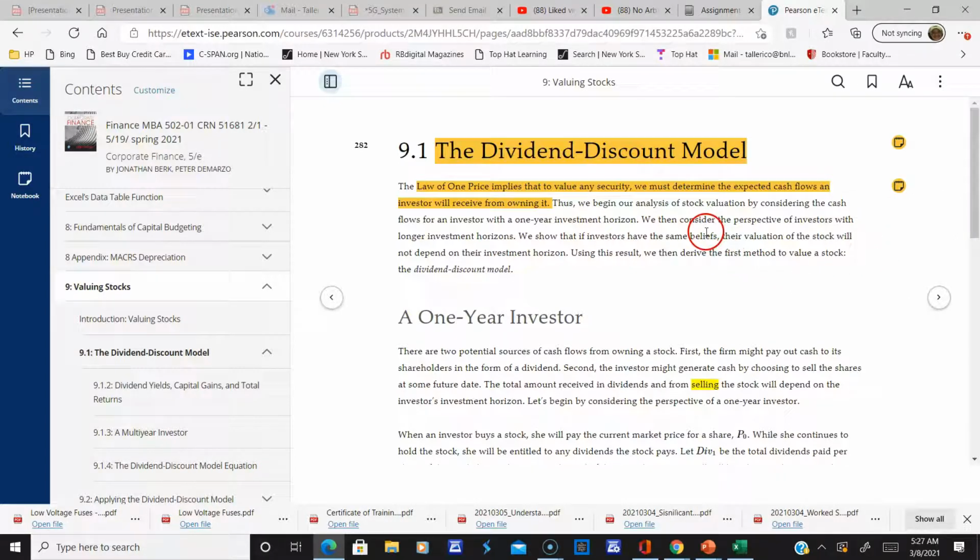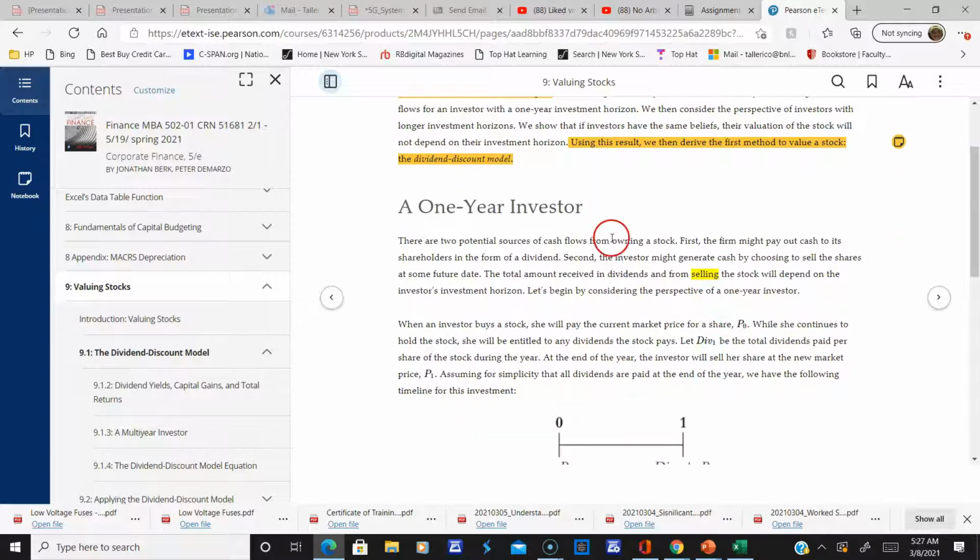Thus, we begin our analysis of stock valuation by considering the cash flows for an investor with a 1-year investment horizon. We then consider the perspectives of investors with longer investment horizons. And then using these results, we're going to derive the dividend discount model for valuing a share of stock. So here's a 1-year investor.